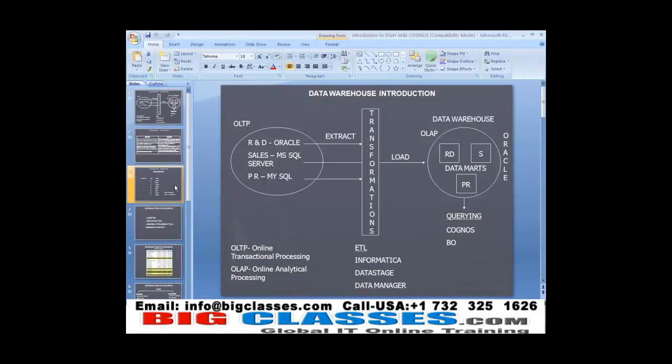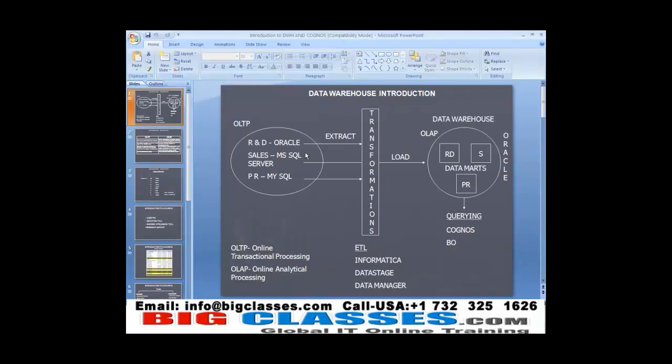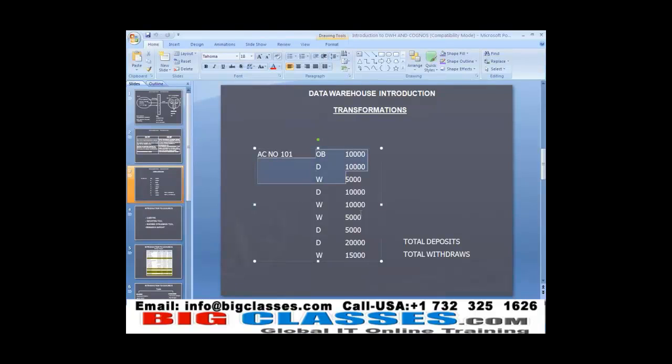Say for example, assume a bank account, Bank of America, account number 101. On a particular day, in this account number 101, the opening balance is this much. After that, in this account, multiple transactions are there, like deposits and withdrawals. All this information is available here in this operational source system. Now, extract this information and place it in a temporary database and apply transformations on this database.